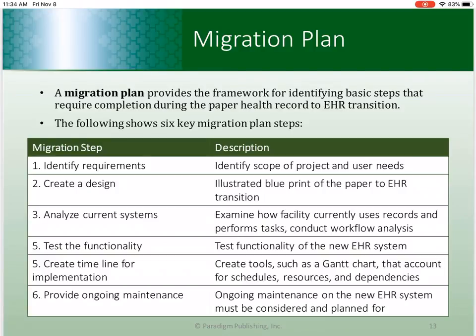This timeline, which often will look like a Gantt chart, we talked about Gantt charts in performance improvement. It may include schedules, resources, and dependencies. Project managers schedule tasks for implementation, allocating resources, and creating those dependencies. Dependencies are the tasks that have to be performed before the next task can actually happen. Project managers often use programs like Microsoft Project to create a timeline.